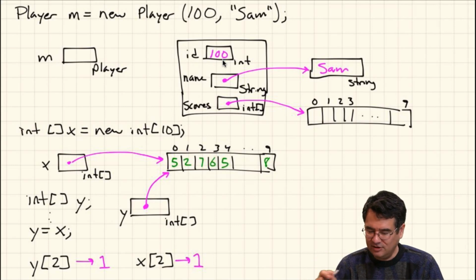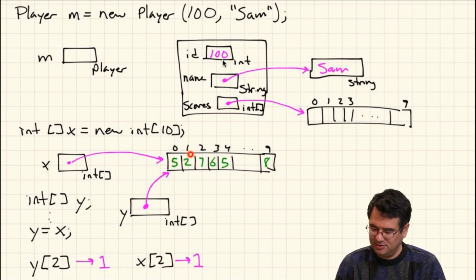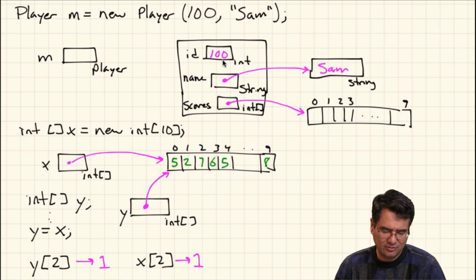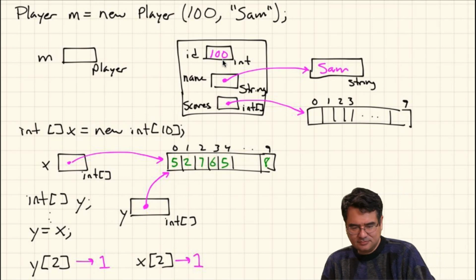Okay, once you've done this statement and you've made this picture right here, you can't tell from the picture which one was the original variable and which one was the new one. They're both kind of equally important. They're both pointing to the array. So you can't say like x is the more important one or y is the more important one. They're equally important. They both point to it.